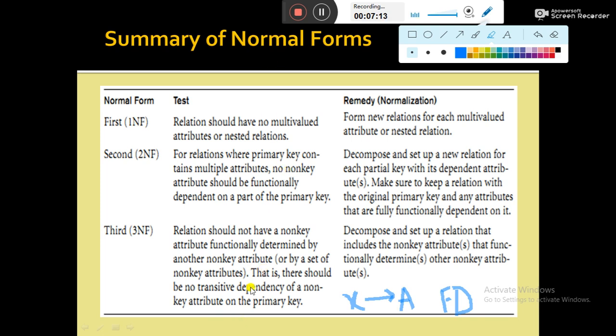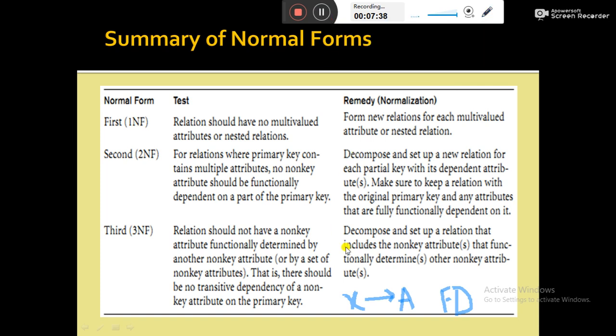So if any one of these three conditions does not hold, then the relation R is not in 3NF. So what we have to do, again as usual, is decompose the original relation and create a new relation that includes the non-prime attributes or the non-key attributes that functionally determine other non-key attributes.